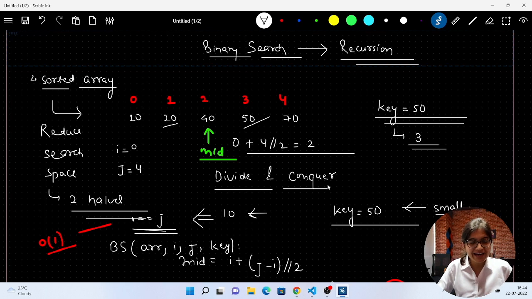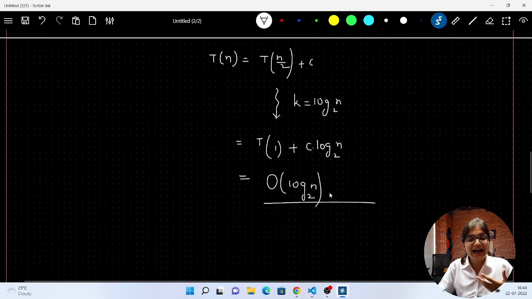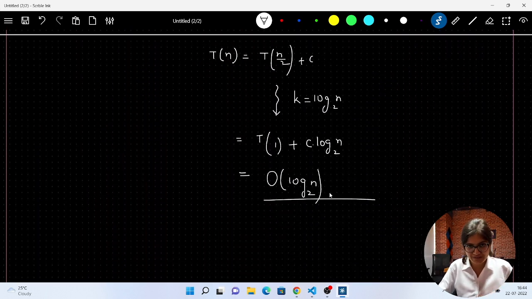With this, I would like to end this session. In the next upcoming session, whatever I talked about in this session, I'll try to show you the implementation for the same.